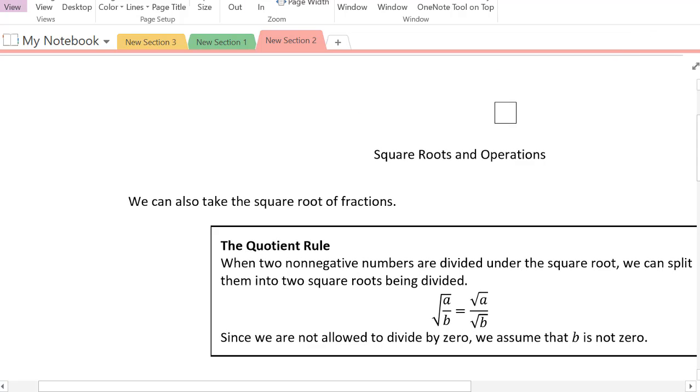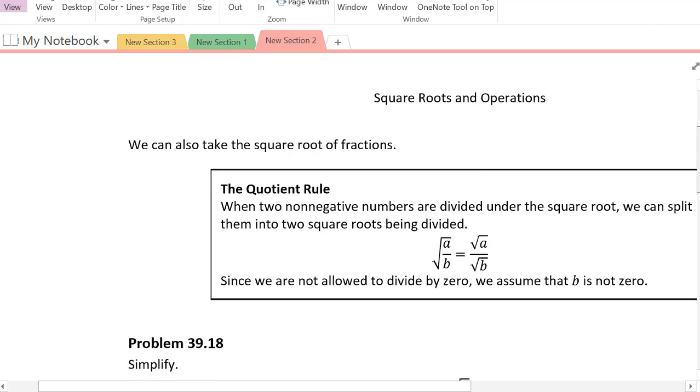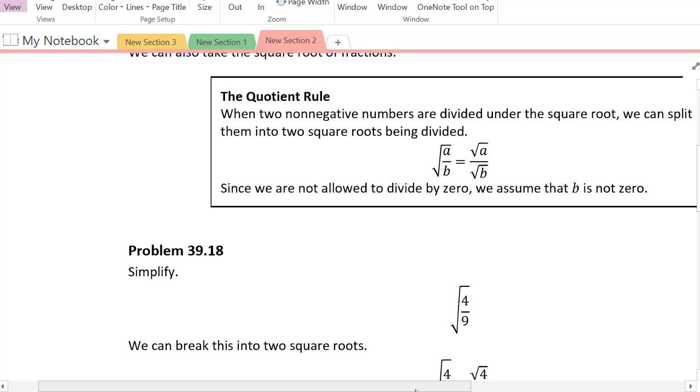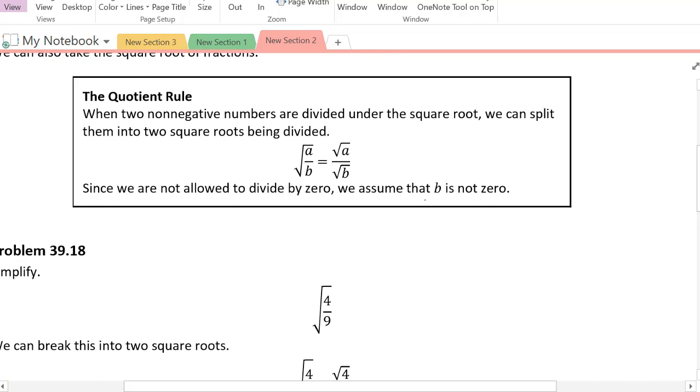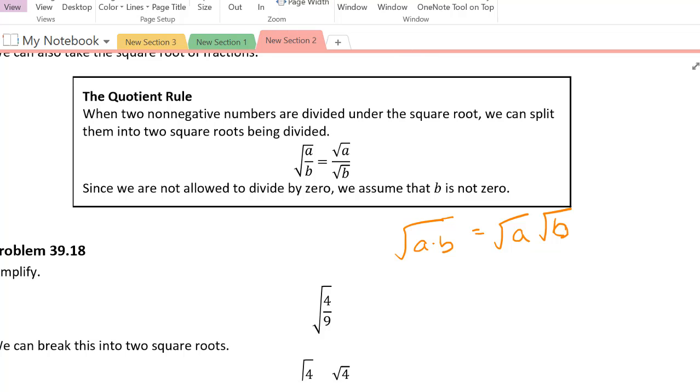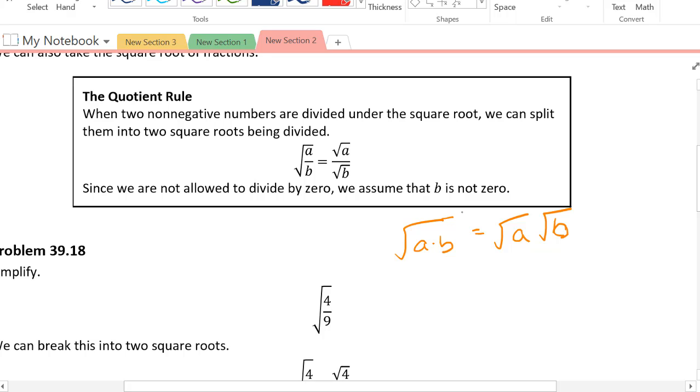All right, so in this example, we're going to look at the quotient rule, right? Remember, the product rule says that if I have A times B, two things multiplying each other, I can split them up into their own square roots. Now, one thing I forgot to mention before is that this rule only applies if it is multiplication. Meaning you see how it's A times B here, right? That's the only time you can split it up.